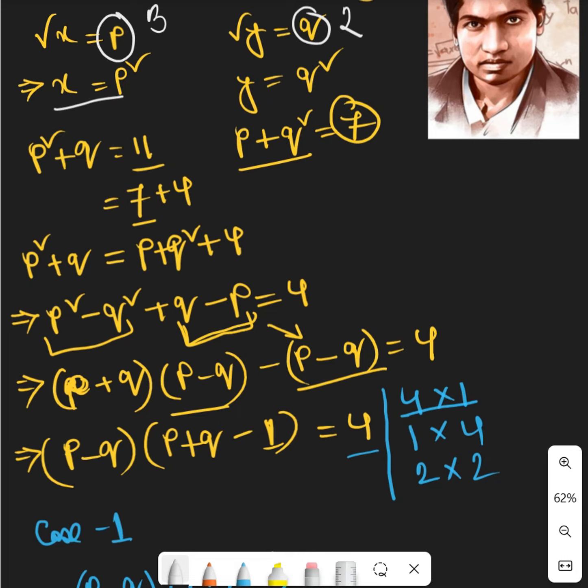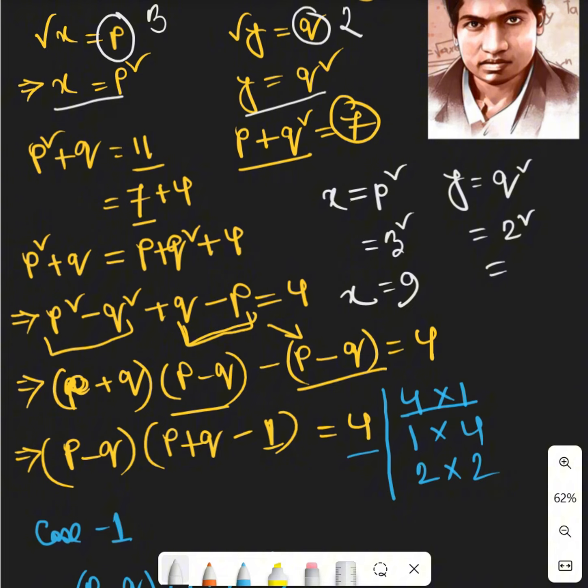So if we replace the value of P and the value of Q here, X is equal to P square, right? And the value of P is 3 square. So the value will be 9 here, X equals 9, and here Y is equal to Q square. So let's plug in the value of Q, 2 square. So here we'll be getting the value of Y is 4. So the final answer will be X, Y is equal to 9, 4. So this is the final result.